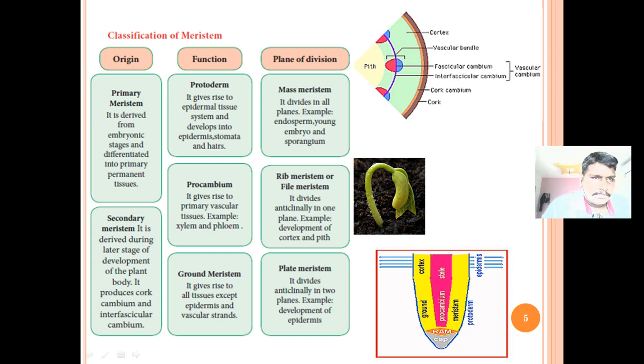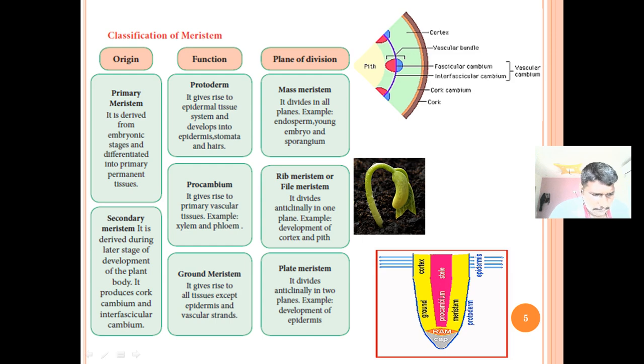The other classification is based on origin: primary meristem and secondary meristem. Primary meristems are embryonic meristems, which we call promeristem. From the embryonic stage, this meristem is present. Apical meristems come under primary meristem.